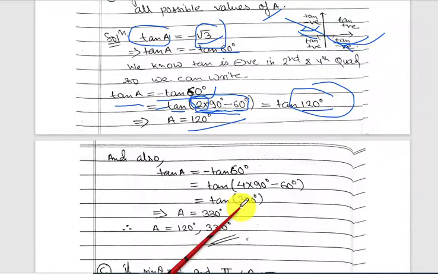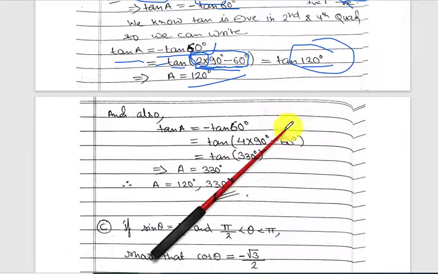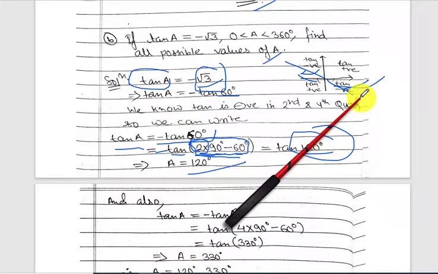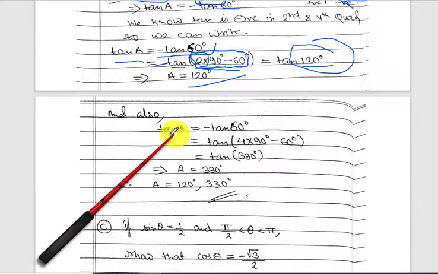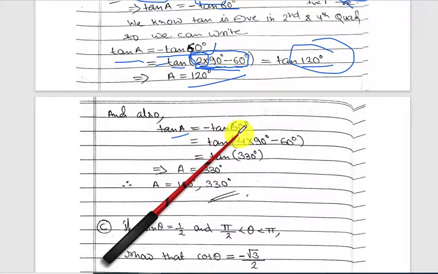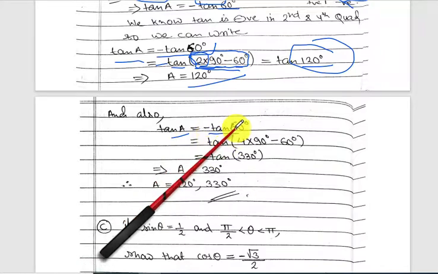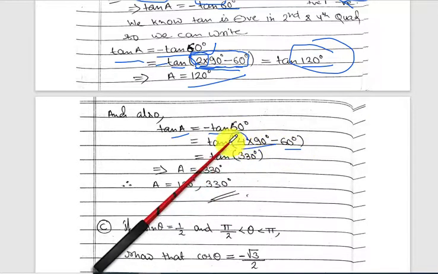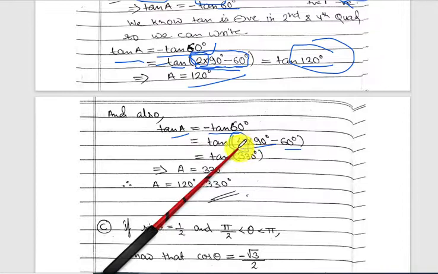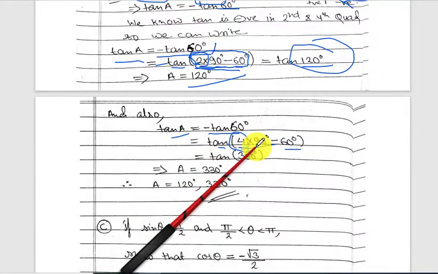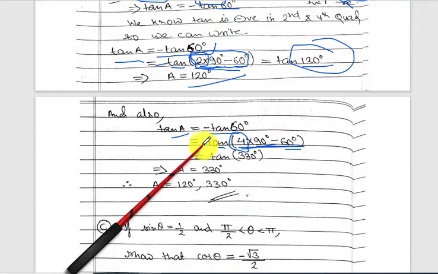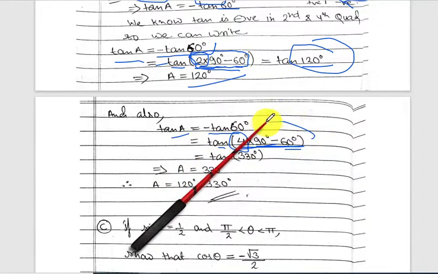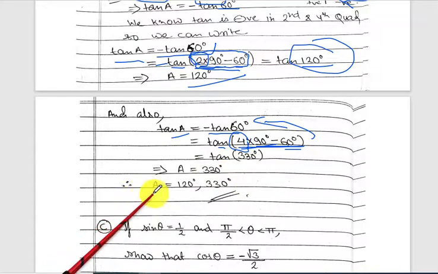Second value we should get in the fourth quadrant. So tan a equal to minus tan 60 can be written as tan 4 times 90 minus 60, because this is 4, even, so tan will remain tan. Whole angle is in the fourth quadrant, so negative sign, so you will get the same thing. So you get tan 330 degree. So a equal to 330 degree, therefore a equal to 120 and 330 degree.